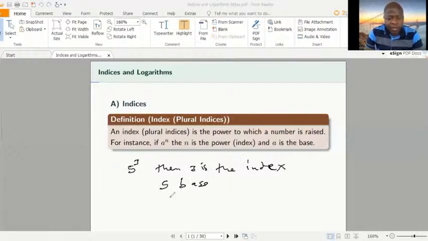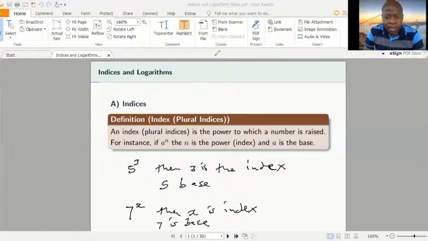If I have 7 raised to x, then x will be the index. So the power is the index, and 7 is the base. So we only need to know what an index is and what the base is, and then we look at examples.